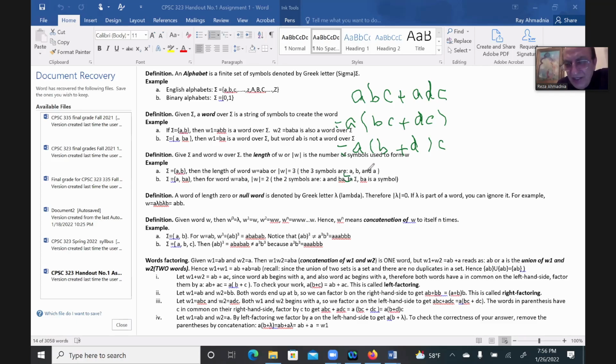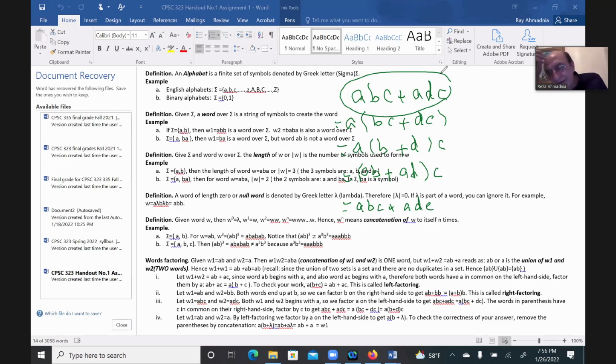A concatenated with B is AB, A concatenated with D is AD. The whole thing concatenated with C: this one is ABC, and this one is ADC. I get back to my original. So we have left factoring, we have right factoring, we have a combination of those two as well. It depends on what words you are looking at.